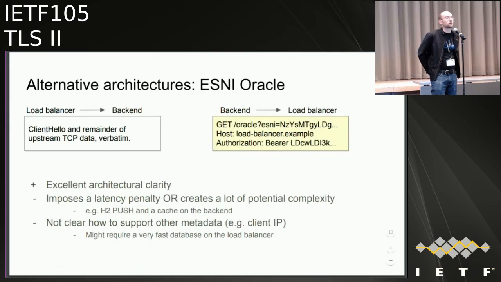Next slide. So another alternative architecture, this is my attempt to capture a proposal described by Martin Thomson, is to use an oracle to decrypt the ESNI. In the simplest implementation, that would mean that the connection is forwarded to the backend completely unmodified, and then the backend contacts an oracle and asks it to decrypt the ESNI information. This is nice and clear, but it's probably too slow to implement in this literal way. You'd really want what I would call a push oracle. You could imagine implementing this with HTTP2 push, but this becomes a really complicated and potentially flaky setup. So next slide.